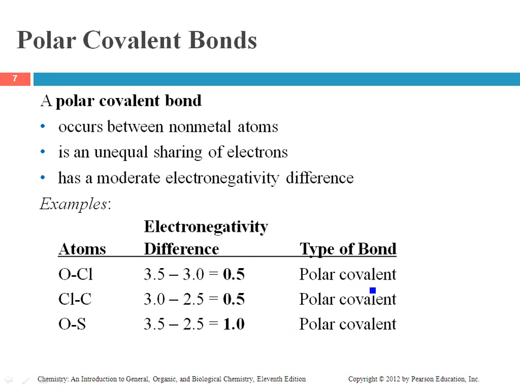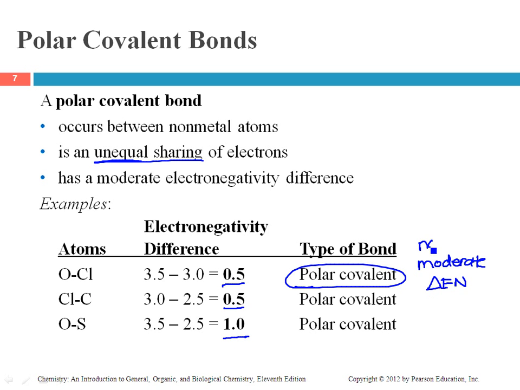For polar covalent bonds, these are still nonmetals. There's unequal sharing, whereas previously with nonpolar we considered it to be equal sharing. For polar, there's a moderate electronegativity difference. If we look at all these examples and use your electronegativity chart to compare, you would have a difference of 0.5, 0.5, and 1. We consider these to be polar because they have a moderate difference in electronegativity, and they are covalent because they're nonmetals.